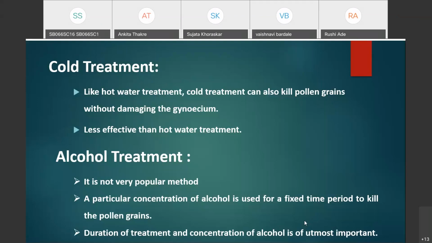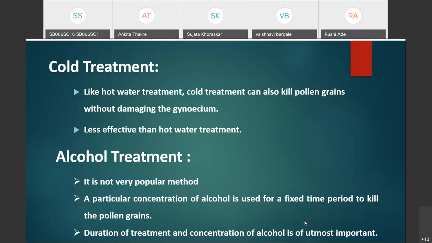Okay, the cold treatment, like the hot water treatment, can also kill the pollen grains without damaging the gynoecium. But this treatment is less effective than the hot water treatment because the amount of self pollination is greater in the cold water treatment than the hot water treatment.